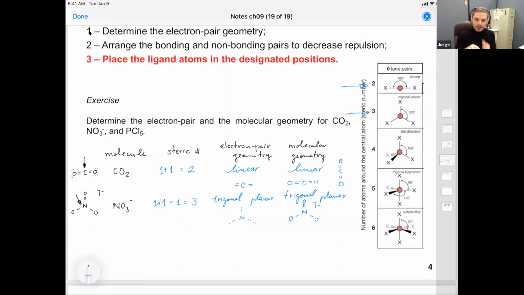Therefore, the nitrate is a trigonal planar molecule. And the spatial arrangement will be something like that. Okay, so one group on the top, one on the left, one on the right. This is a triangle with the three sides the same length. Therefore, the angle between each bond is the same and equals 120 degrees. So steric number equals 3. Trigonal planar geometry is the geometry that will decrease the repulsion.